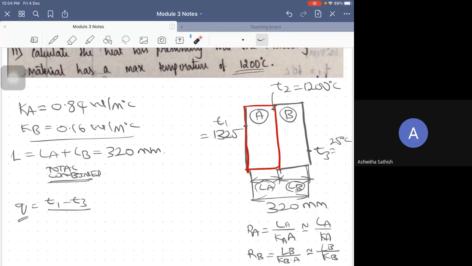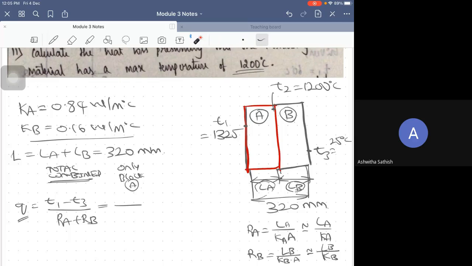Both. You should add both. Very good. Since you are considering the whole block, some resistance is offered here, and here also some resistance is offered. So you need to add both, and the right answer is RA plus RB.